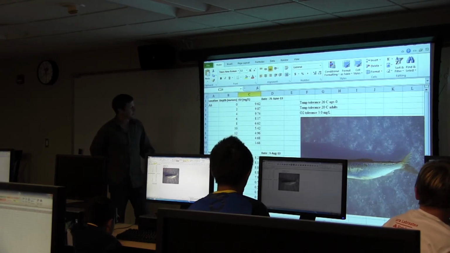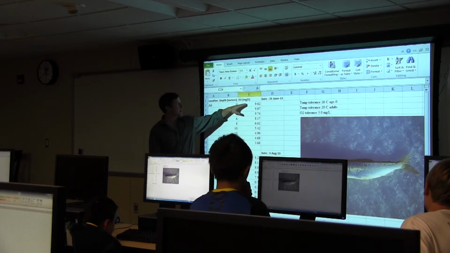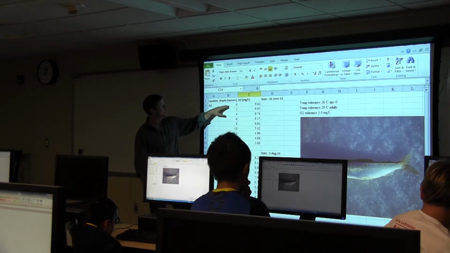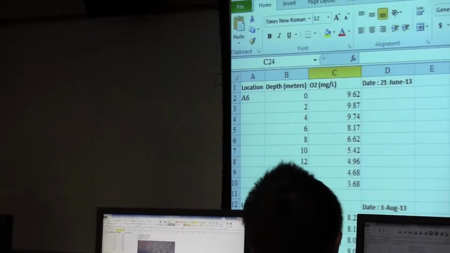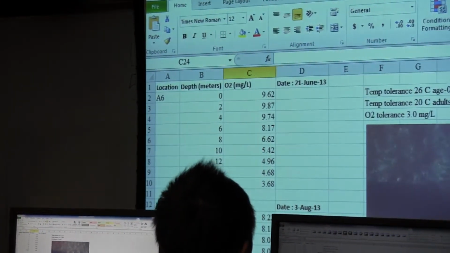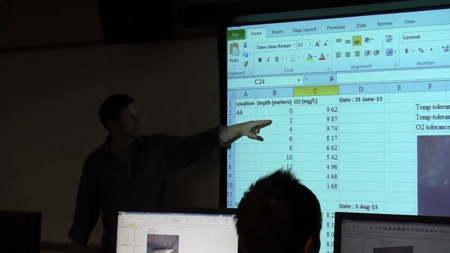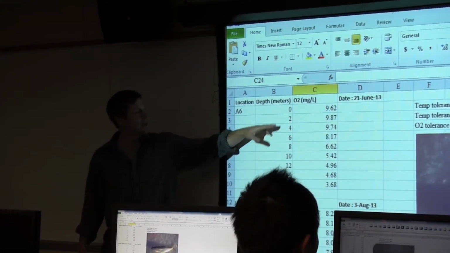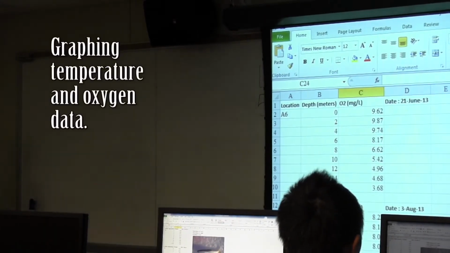And we need to figure out here that we're going to try to make a graph that shows how the oxygen level compared to depth changed by those two dates. Okay? So, 0 is the surface, and as you go further down, this is 2 meters deep, 4 meters deep, and then this is the oxygen level. So, what we want to do is make a graph now.